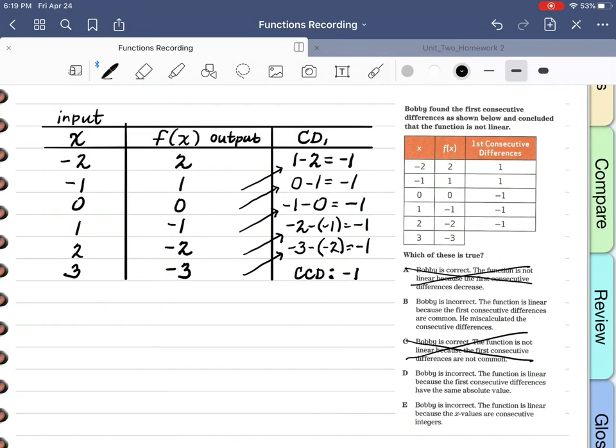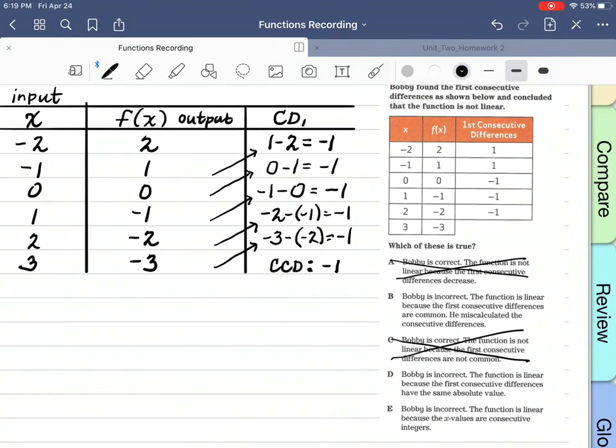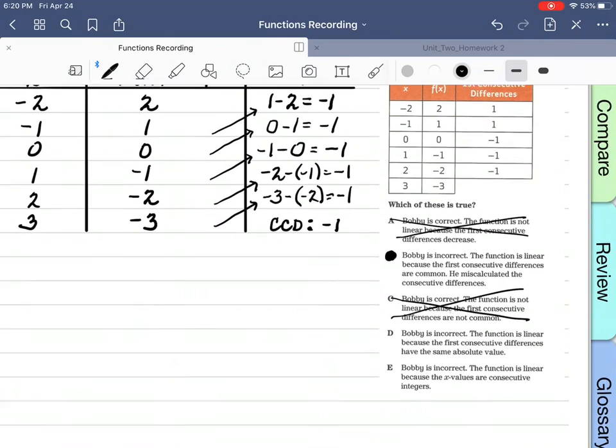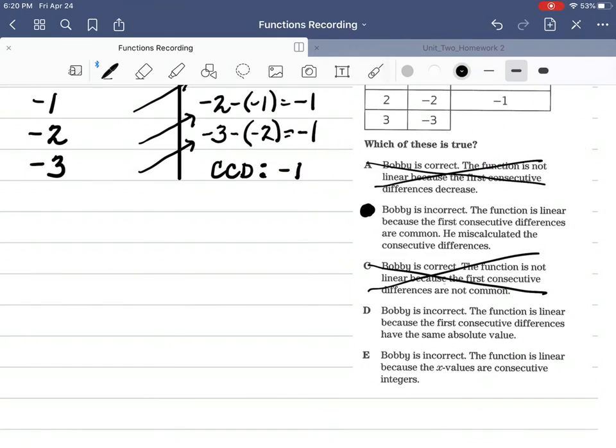So let's take a look at these choices. The answer is B. Let me just go ahead and tell you that. Bobby is not correct. The function is linear because the first consecutive differences are common. He miscalculated the consecutive differences. That's the answer. But let's look at D and E. Bobby is not correct. I'll buy that. The function is linear. I'll buy that too. Because the first consecutive differences have the same absolute value, and I'll buy that too.